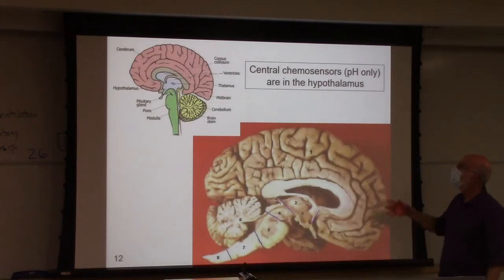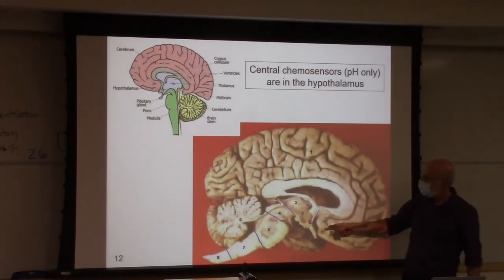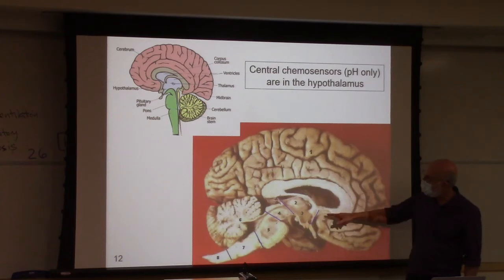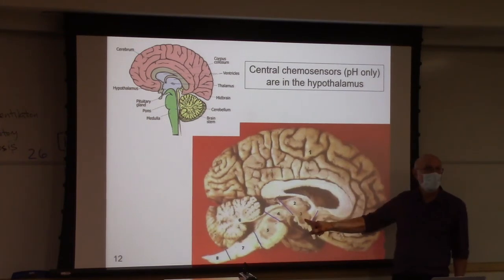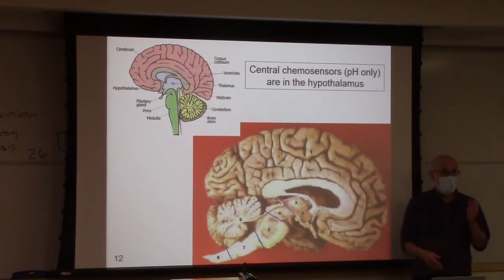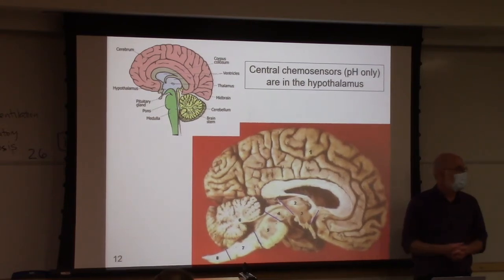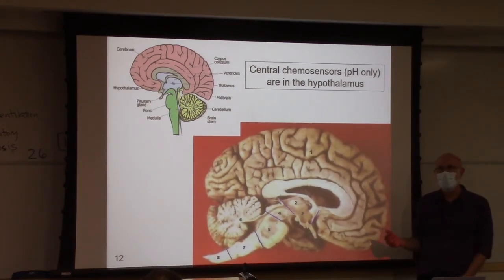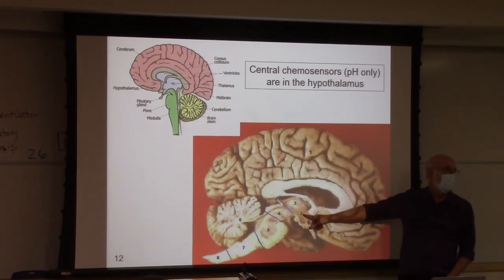So the hypothalamus, those of you who took AMP1 should immediately go to here for the hypothalamus. This is where the central chemosensors are. I will not do neuroanatomy with you in this class. That's AMP1. But that's the hypothalamus.